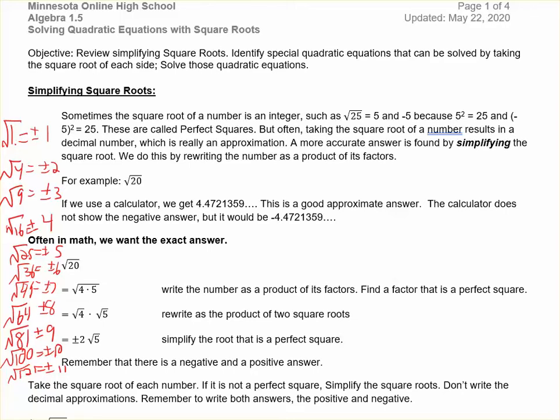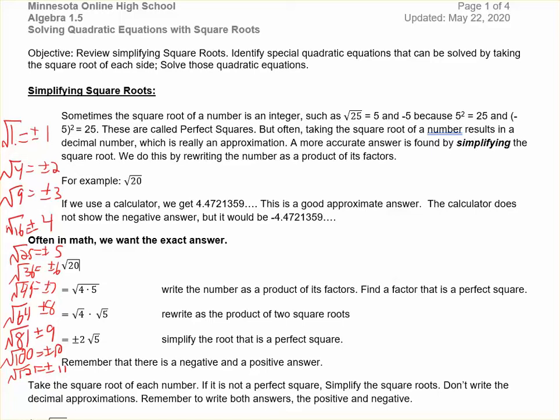So, for example, square root of 20. If we use a calculator, we get a decimal approximation. It's not an exact answer. The decimals would continue, and we can't find the exact answer for the square root of 20. It's a good enough answer many times, but in math, if we're going to use this calculation any further, we want the exact answer. So here's how we do it.